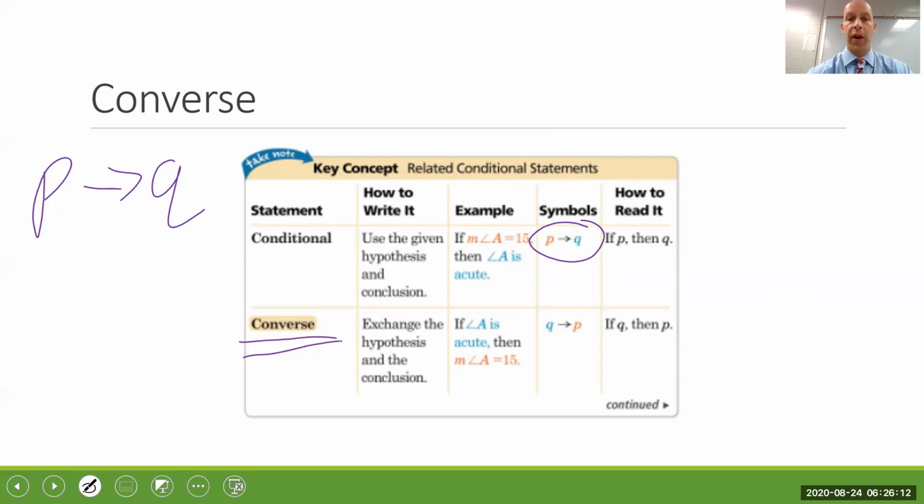So for example, look at these examples right here. If I said a conditional statement is, if angle A is 15, then angle A is acute, which is a true statement. What would the converse of that be? Well, we're going to take the P and the Q and we're going to switch those around, which is the following. If A is an acute angle, then the measure of angle A is 15. So notice that P arrow Q became Q arrow P.